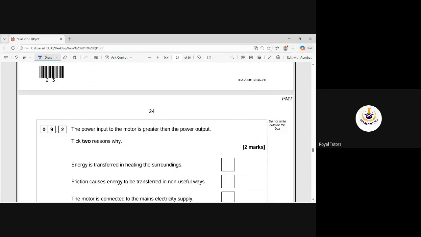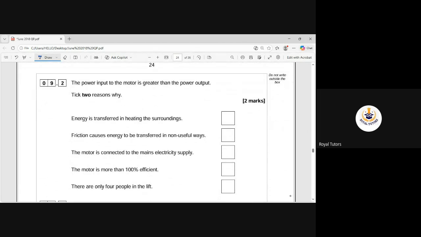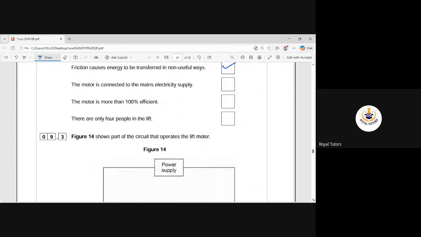Then the next question says, the power input to the motor is greater than the power output. Pick 2 reasons why this is so. The number 1 reason is that energy is transferred in heating the surrounding. And secondly, friction causes energy to be transferred in a non-useful way. These are the 2 reasons there.